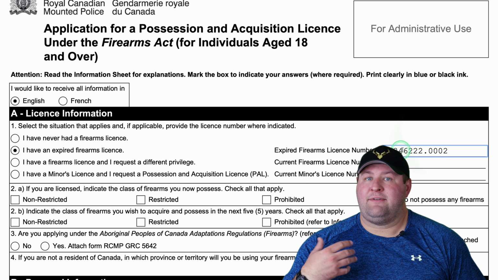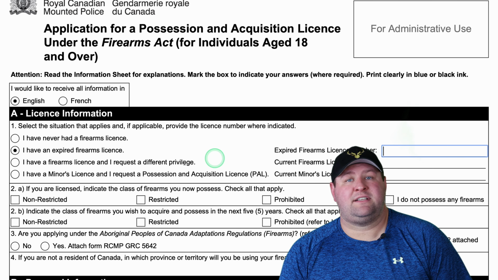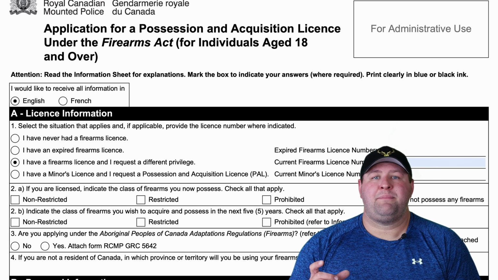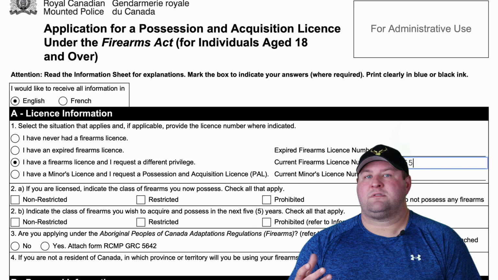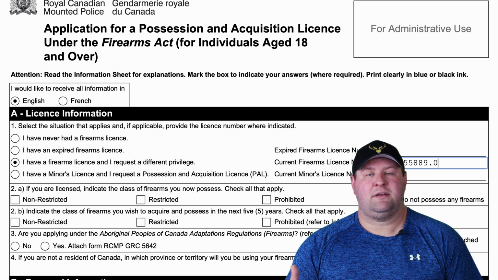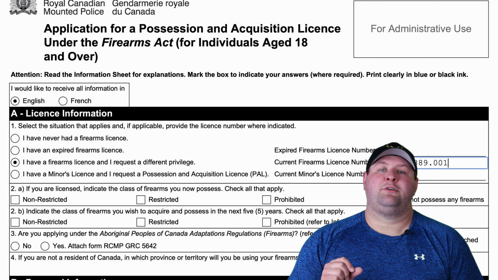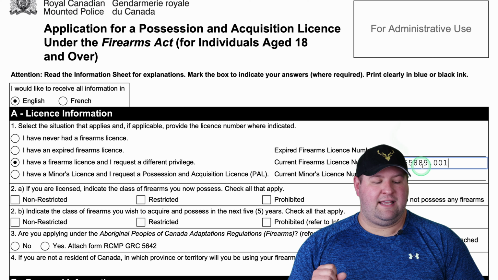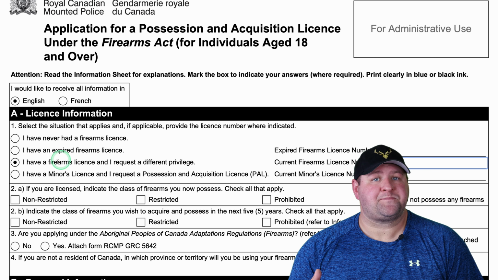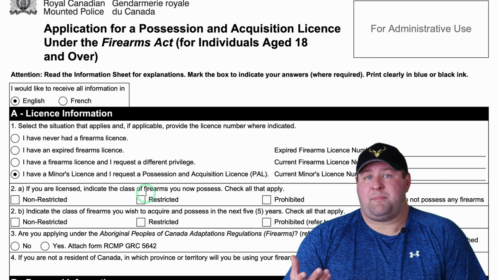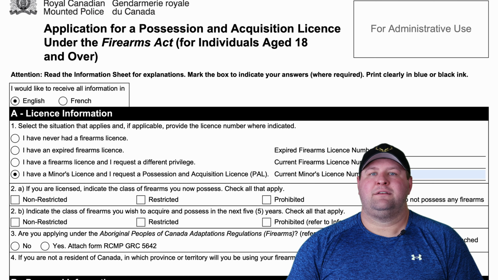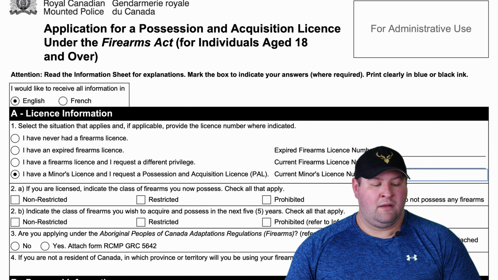Next is you have a firearm license, but you request a different privilege. So say you have just your non-restricted PAL, and then you went and took the restricted course, and you went to upgrade your license. And so you need to write your current PAL number in that box. The next is if you had a minor's PAL, and you want a regular PAL now. So you'd write your minor's PAL in that box and continue filling this out.